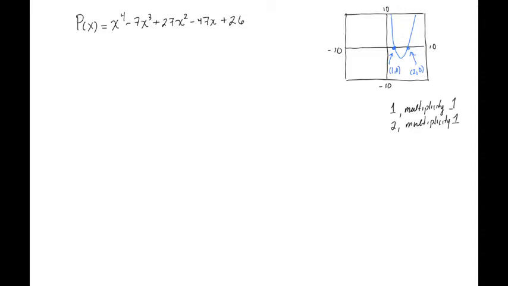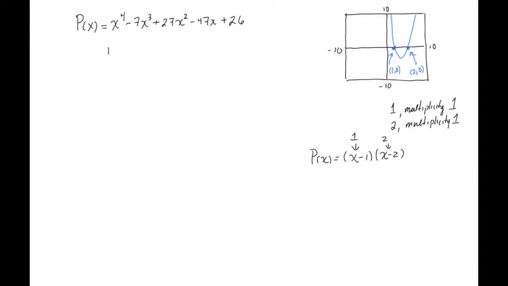Since our polynomial is degree 4, we need to have 4 zeros, and we only have 2 of them. So in order to finish this up, we're going to have to do synthetic division on the 2 zeros that we have. And before I do that, remember that if 1 is a zero, that means that x minus 1 is a factor. And if 2 is a zero, that means that x minus 2 is a factor. And since it's degree 4, I've got 2 more factors to find.